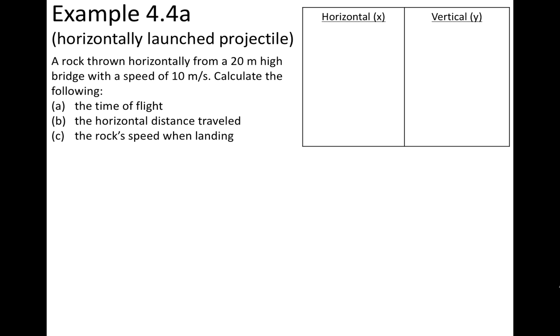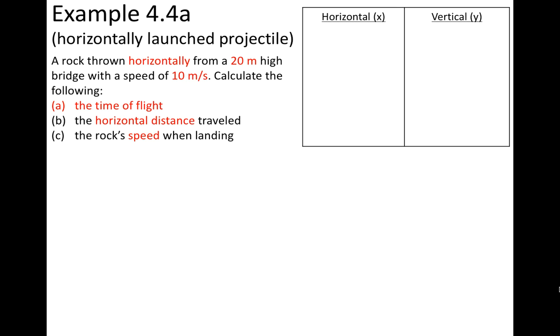All right, let's look at an example. Here we have a rock that's thrown horizontally from a 20-meter high bridge with a speed of 10 meters per second. And we want to calculate its time of flight, its horizontal distance traveled, and the rock's speed when it lands. So we should pick out the important information that's given and the requested values to be calculated. I'll highlight them here. And we would like to organize this in a givens and unknown table.